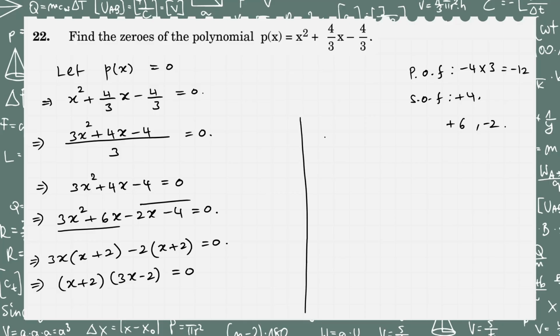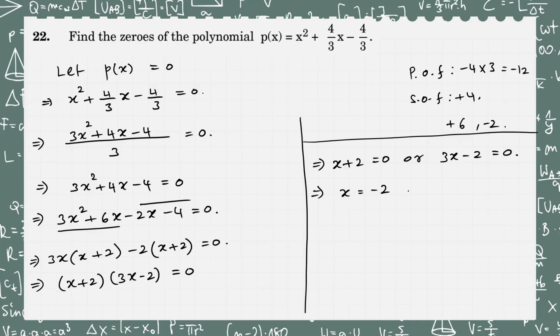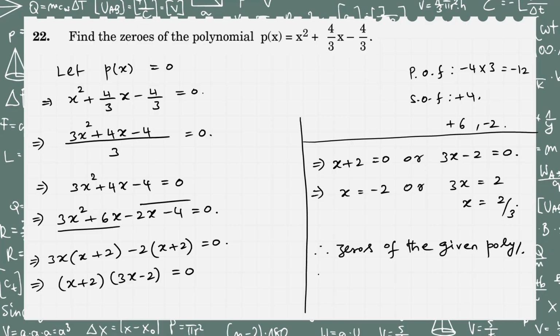So when a product is 0, any one of the expressions should be 0, right? So that implies x plus 2 is 0 or 3x minus 2 is equal to 0. If x plus 2 equal to 0, x should be minus 2. If 3x minus 2 equal to 0, 3x should be equal to 2 and x should be equal to 2 by 3. So these are the zeros, right? So therefore, zeros of the given polynomial p of x are negative 2 and 2 by 3.